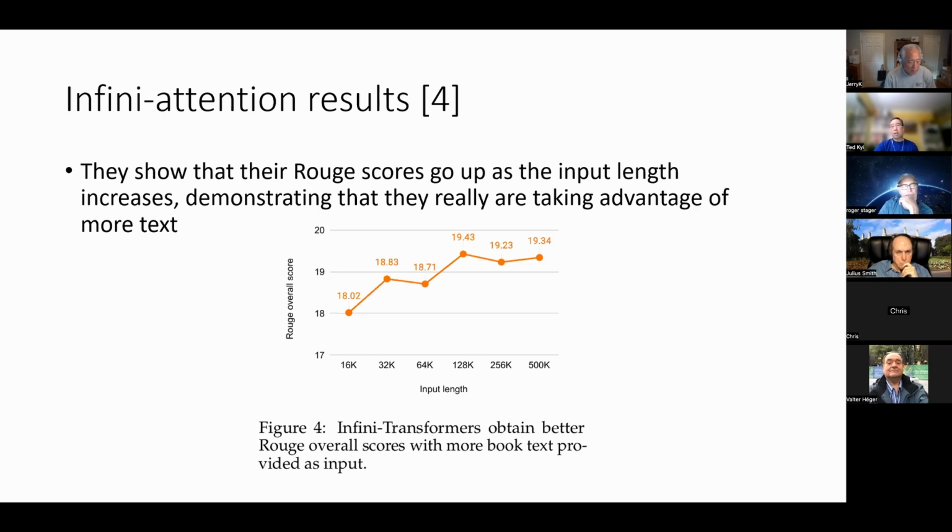There's this other phenomenon that they tested with their summarization. They said, hey, what if I only give my model like 16,000 tokens? What kind of Rouge score does it get? What if I give it 32? And so the idea is that as they gave the model more and more text, the Rouge scores went up.